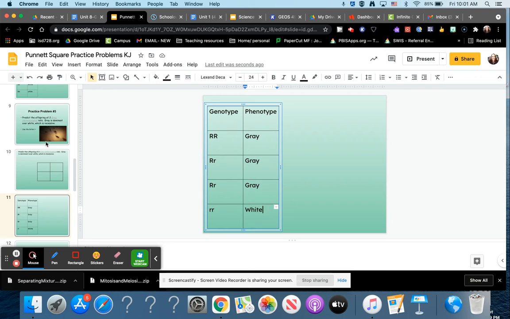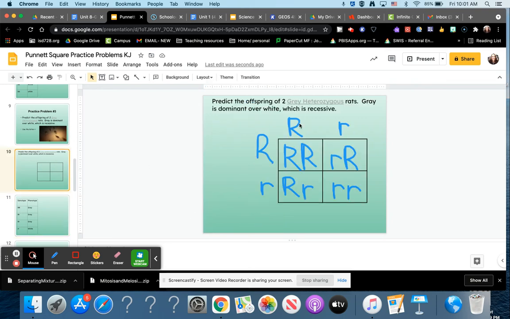Now, this is something I want to point out here. When we cross this box, both of these parents were heterozygous, but they both showed the dominant trait, right? Because they have a dominant allele. So both of them were gray. Now, they still have a 25% chance of having an offspring that shows the recessive trait. So this shows how two parents that are both exhibiting the dominant phenotype can have an offspring that shows the recessive trait, or the recessive phenotype.